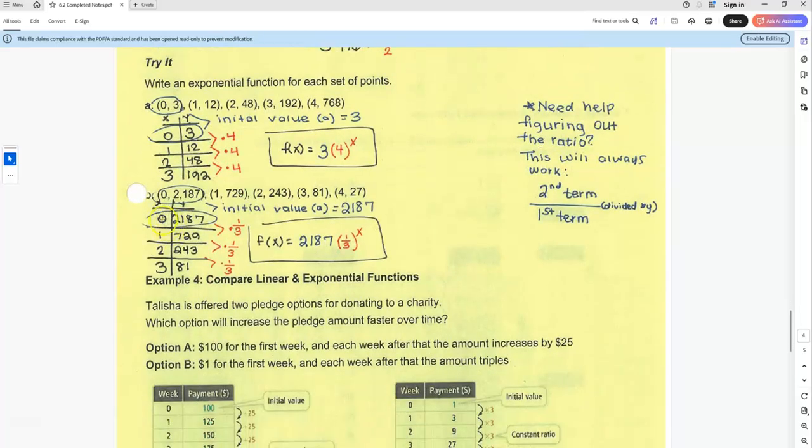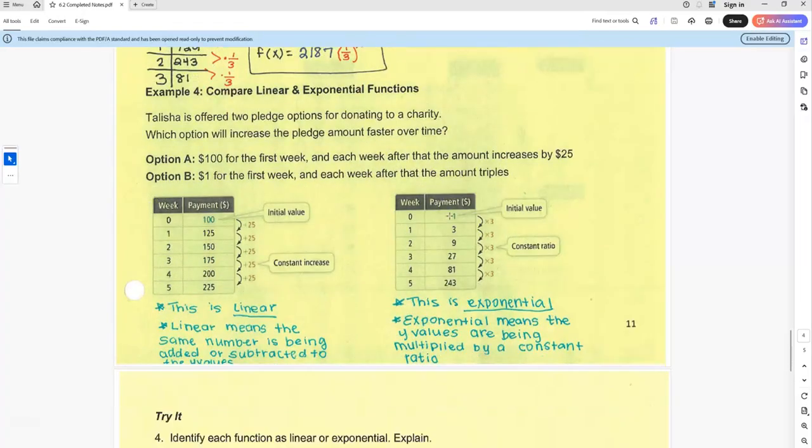So here, same thing. When x is 0, y is 2,187. So that is our initial value. That is the first thing in our equation. In our parentheses, we put what we're multiplying by. So in your calculators, if you do 729 divided by 2,187, you'll get 0.333333333. When you turn it into a fraction, that is 1 over 3. So that is our ratio.